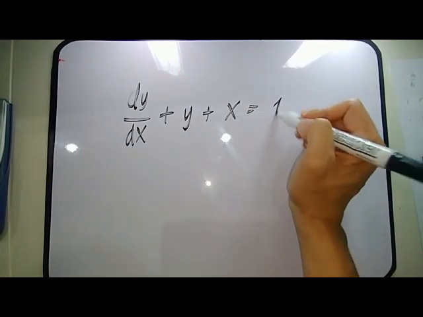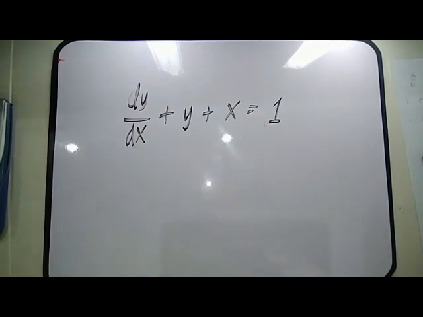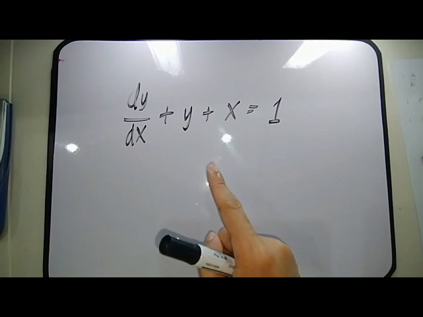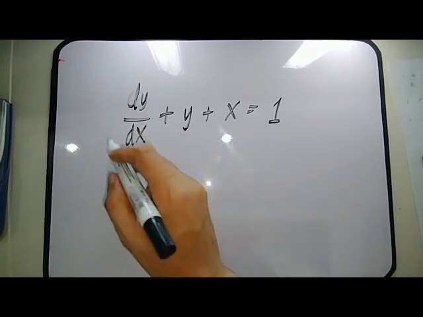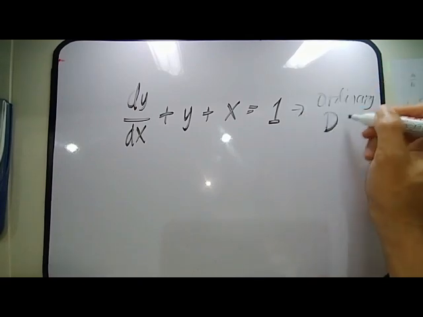So the difference is that an ordinary differential equation contains one independent variable and the partial differential equation contains two or more independent variables. For example, we have here the differential of y with respect to x plus y plus x equals 1. So this is a differential equation because it's an equation that contains derivative. So this is an ordinary differential equation. Why? Because we only have one independent variable.